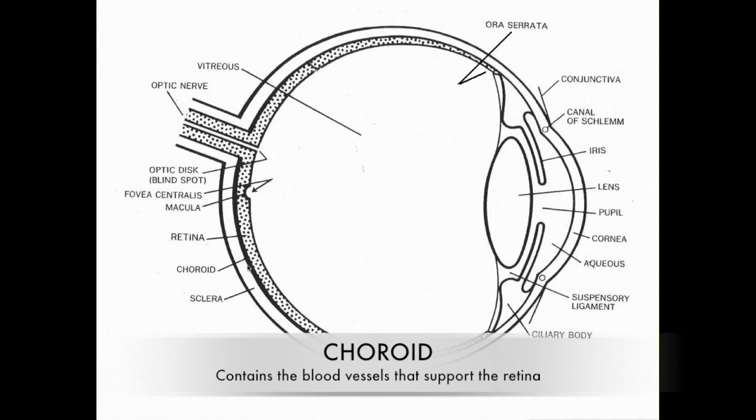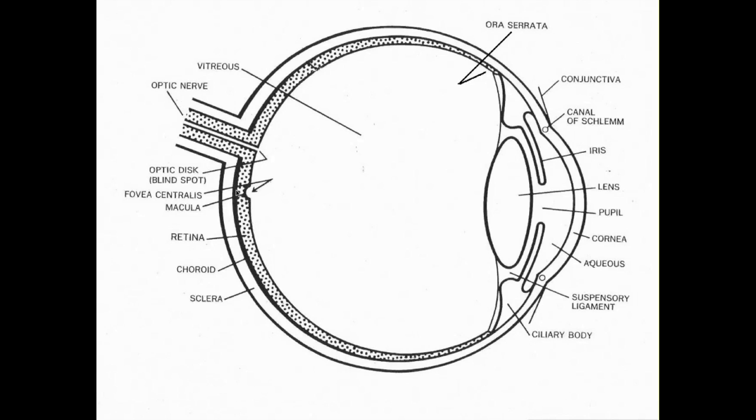The choroid is also called the vascular tunic. It is also one of the layers of the eye, shown on the diagram here. It is a layer in between the sclera and the retina. It contains the blood vessels that support the retina.